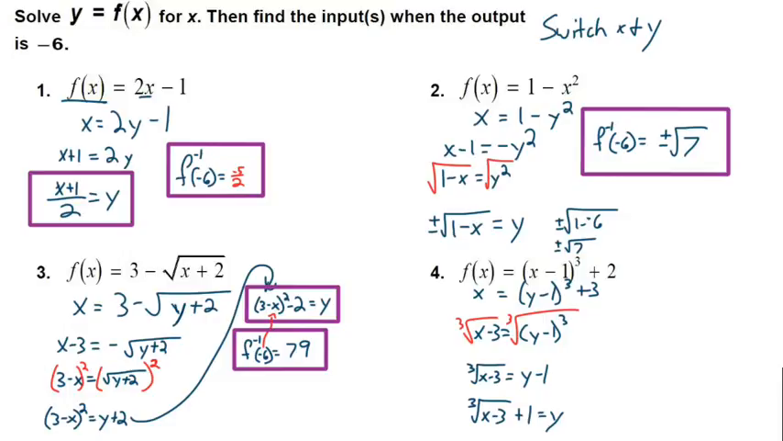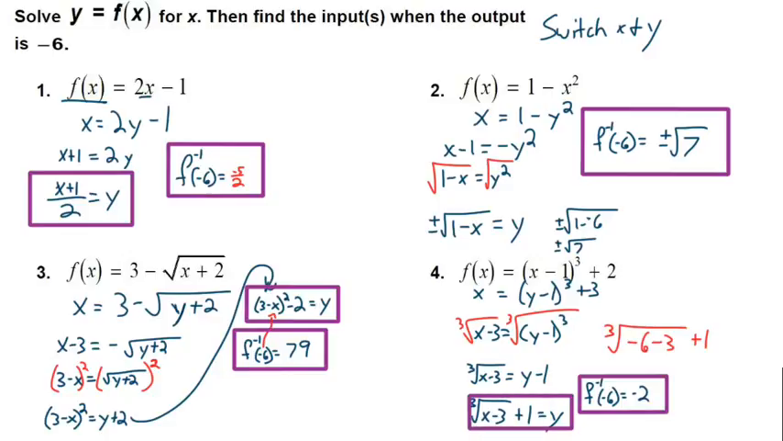Last but not least, they want us to evaluate. So they want to know what is the inverse of f when x is negative 6. Negative 6 minus 3 is negative 9. Let me just write it out. So that's the cube root of negative 6 minus 3, plus 1. That's negative 9 on the inside. Cube root of negative 9 is negative 3. Plus 1 is negative 2. So that's your evaluation. That's the actual equation. Cool?